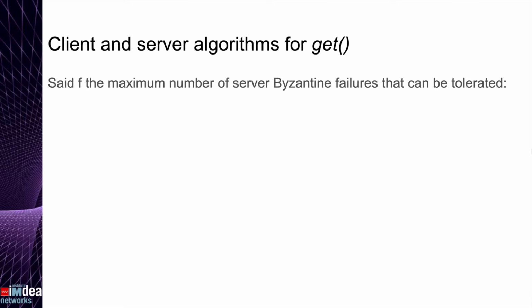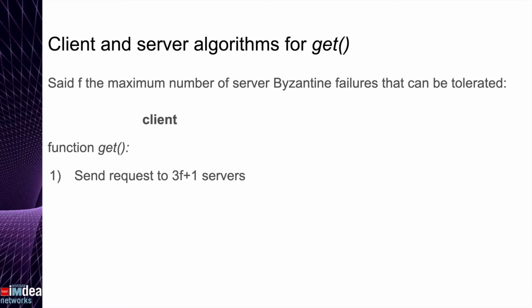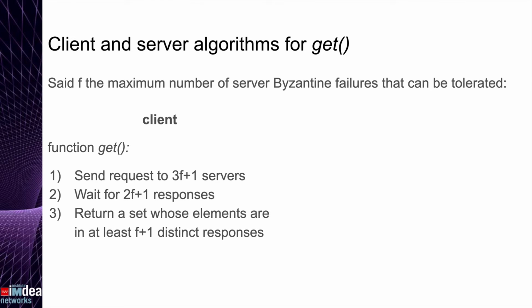When issuing a GET request, most of the logic is in charge of the client. In fact, a client is required to send the request to 3f+1 servers and wait for 2f+1 responses. Then, it will return a set whose elements are present in at least f+1 distinct responses. This ensures the client that each returned element was correctly processed by at least one correct server.